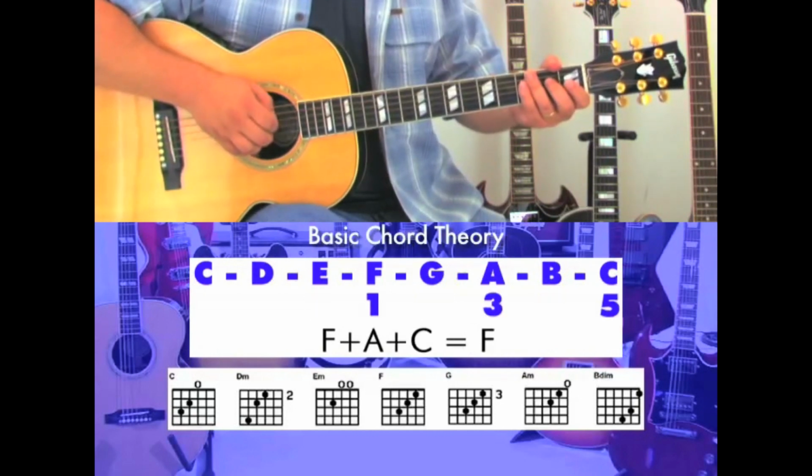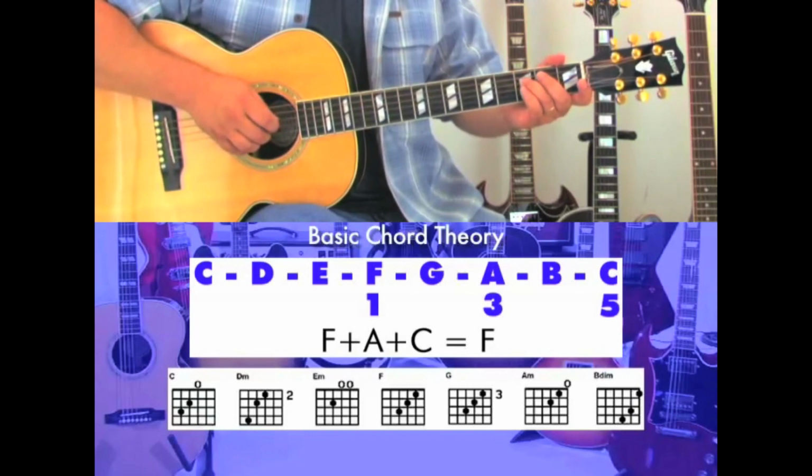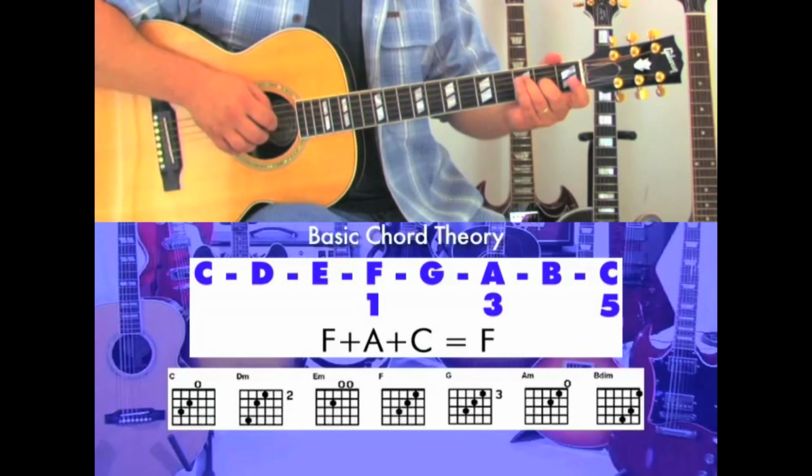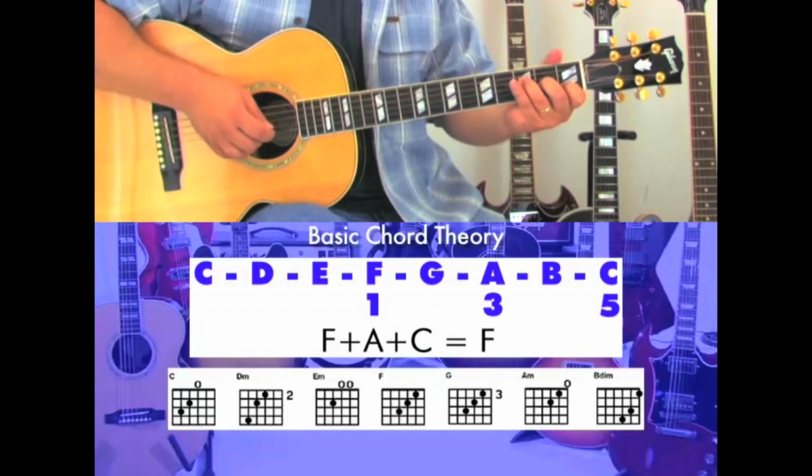The fourth note in the C scale is F. Applied to the 1-3-5 formula, we have the notes F, A, and C. A is a major third, or two whole steps distance from F, so our fourth chord in the key of C is F major.